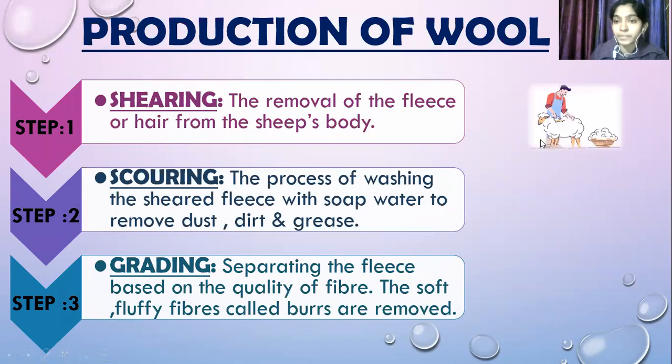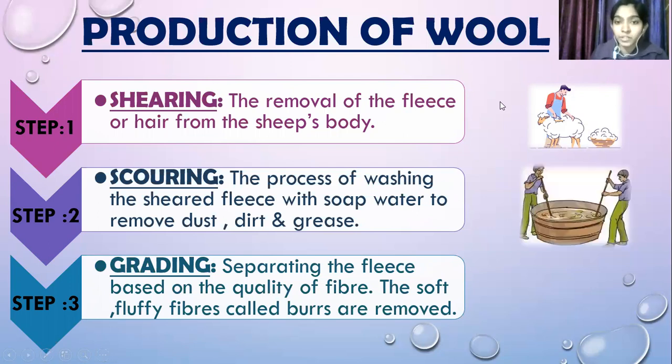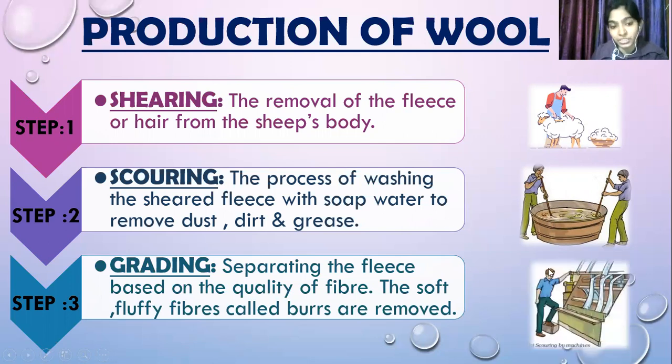As you can see in the picture, and this can be done by razor. So when the hair is removed from the sheep's body, it is called shearing. Now, after shearing, this hair is washed to remove the dust, dirt and grease. So this process, the second step, is scouring. The process of washing the sheared fleece with soap water to remove dust, dirt and grease. And this can be done by hand also or by machine.